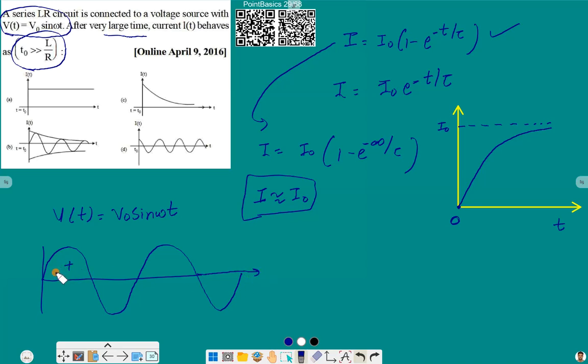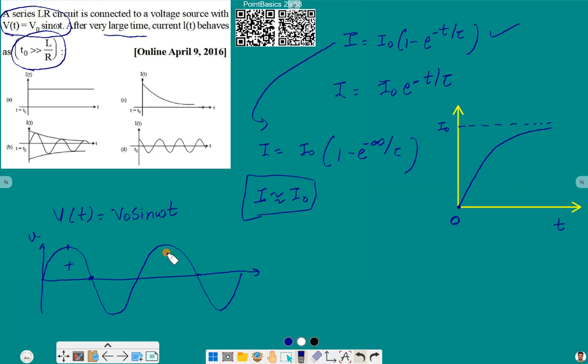This is the positive part of the voltage, or the part where charging will happen. Actually charging will happen till here. After that, potential drops and there will be no further charging across the inductor. Then the inductor stays charged, and after this point discharging happens. So even after time t greater than L by R, the value of current will not stay constant, because due to variation in voltage, charging and discharging will keep on happening.